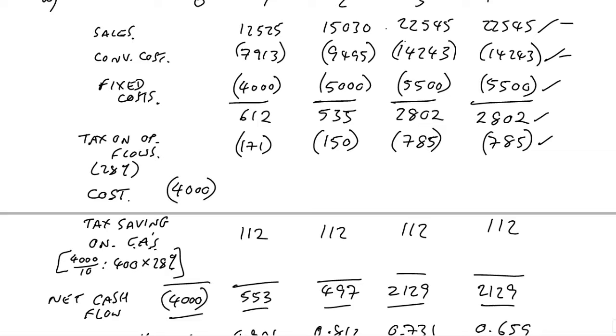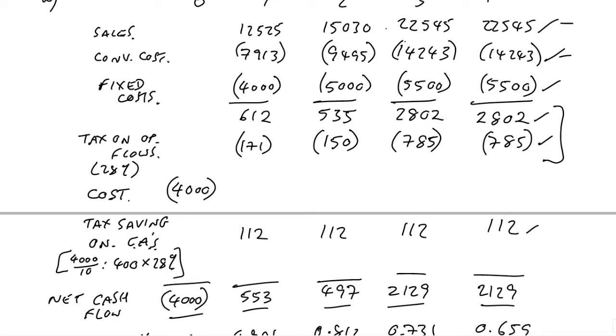The bit we have to be careful about, though, is the tax saving on capital allowances, because it's straight line over 10 years. So we'll carry on getting it. We had it for 4, we'll carry on getting it for another 6 years, but that won't carry on in perpetuity. So that will carry on in perpetuity, and it's how much?